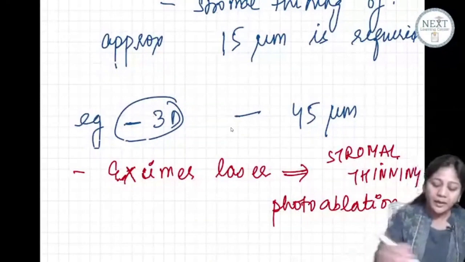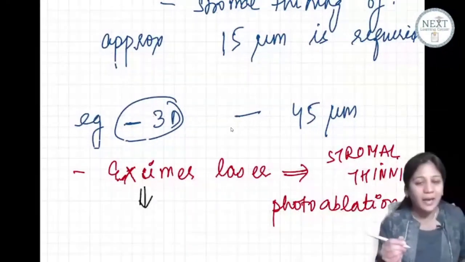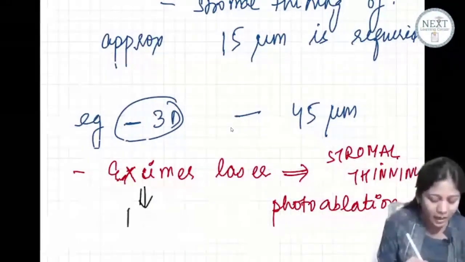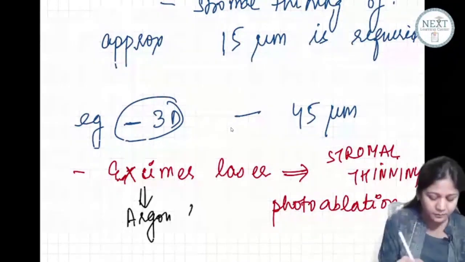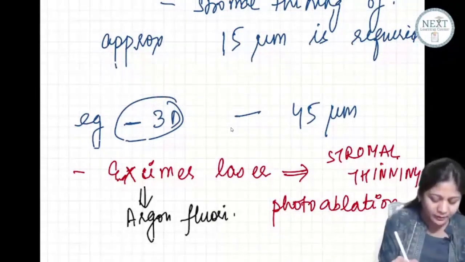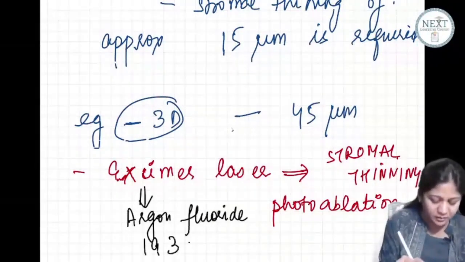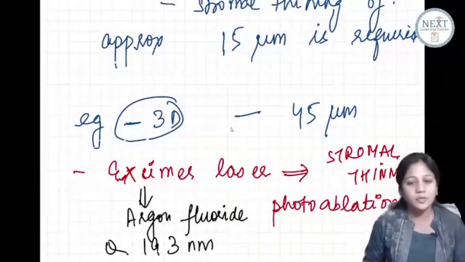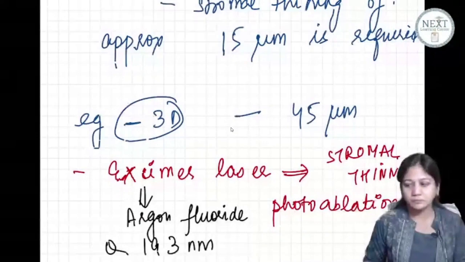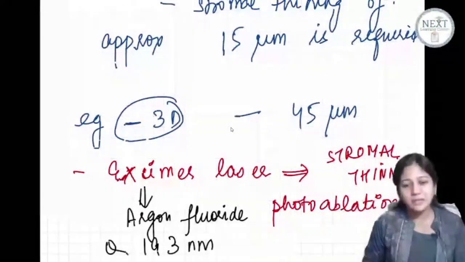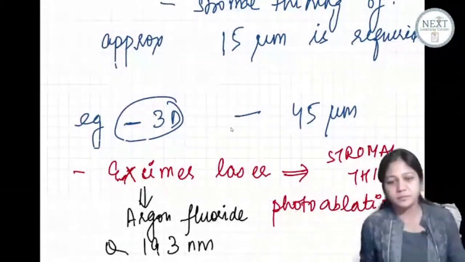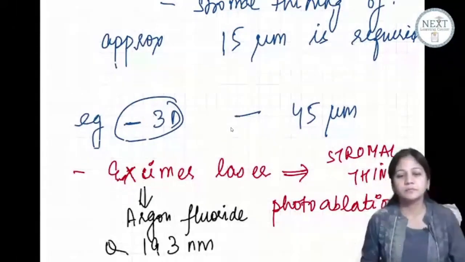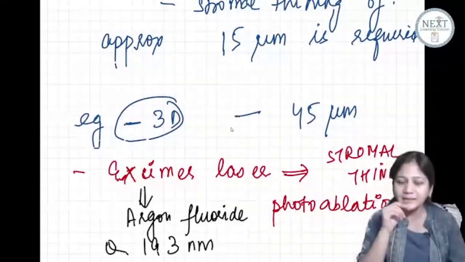Now exactly in excimer laser, what gas is used? We use argon fluoride gas. And what is the wavelength? 193 nanometers. This is the wavelength. 193 nanometers is the wavelength. Okay guys?